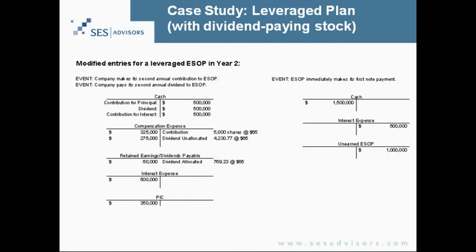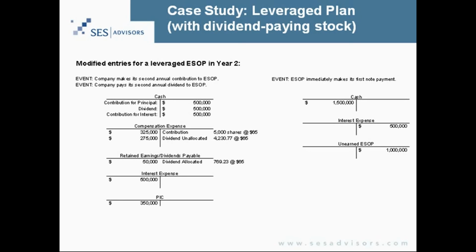Okay, so our modified entries. We've made the same cash entries. We've recorded compensation expense, now not compensation expense of $600,000, but of $325,000 for the contribution. That's 5,000 shares at $65 a piece. And now we're only looking at those 4,230.77 shares at $65 each for another $275,000.